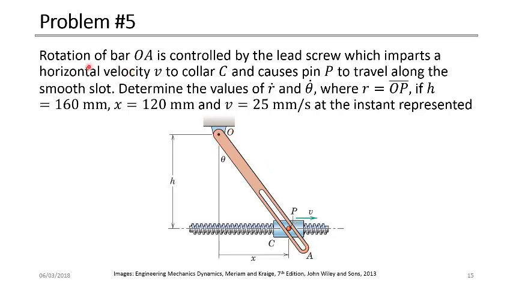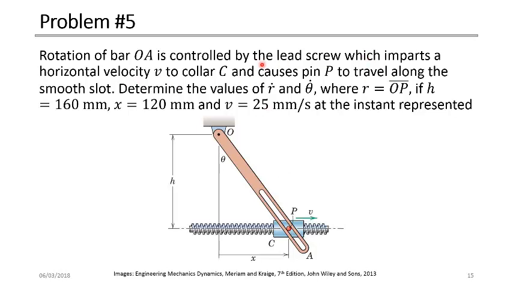So the rotation of the part OA is controlled by the lead screw, which imparts a horizontal velocity V to the collar C. When we rotate the screw, it's just a knotted screw, so the collar is just a knot. It just moves forward and backward, and it applies a velocity V in the horizontal direction to the pin B.